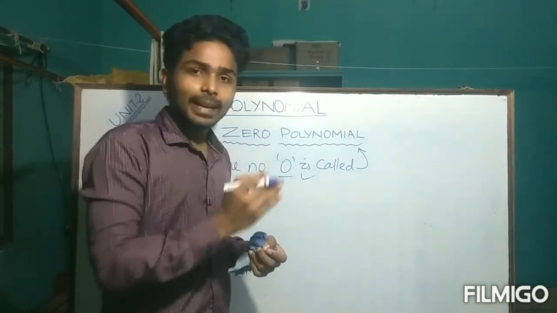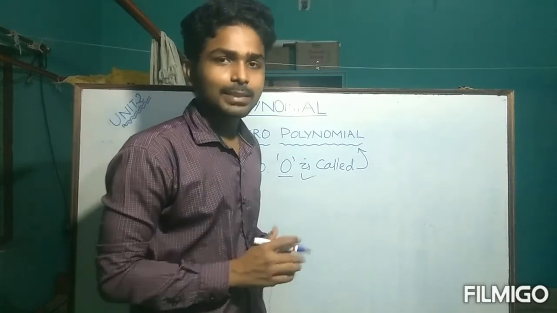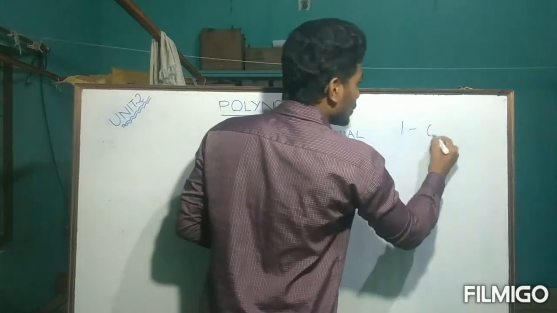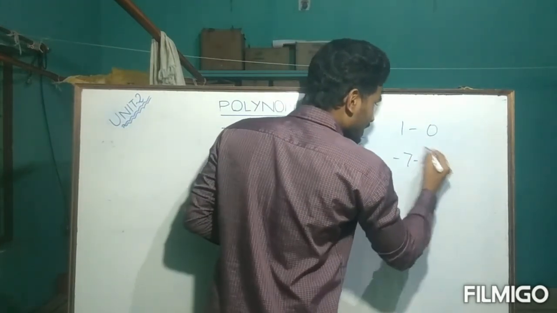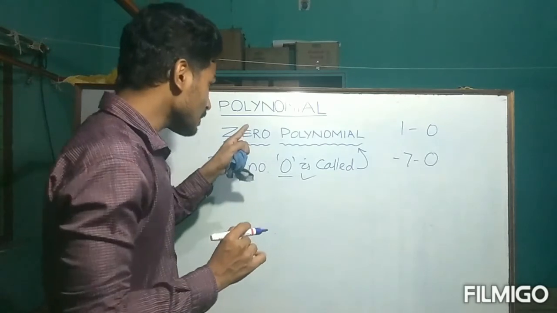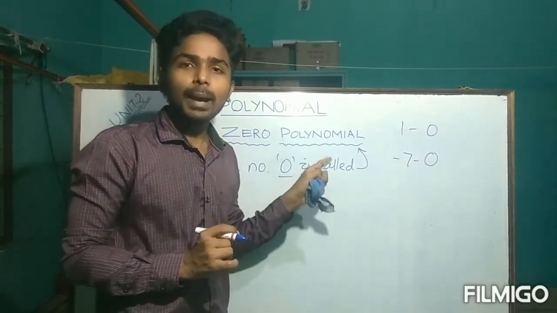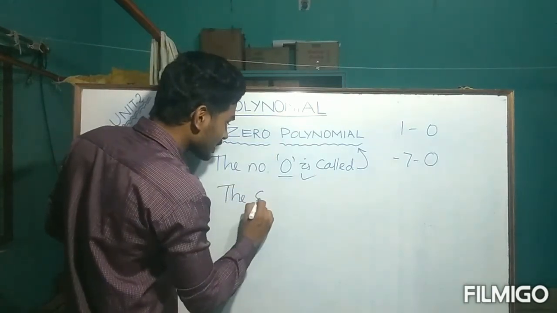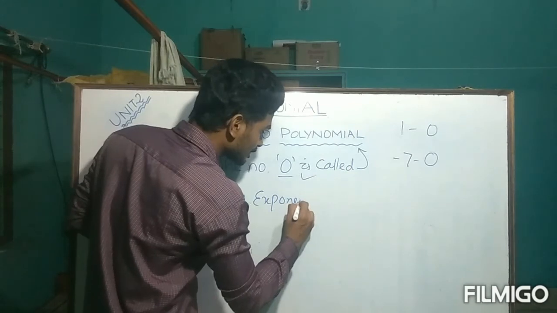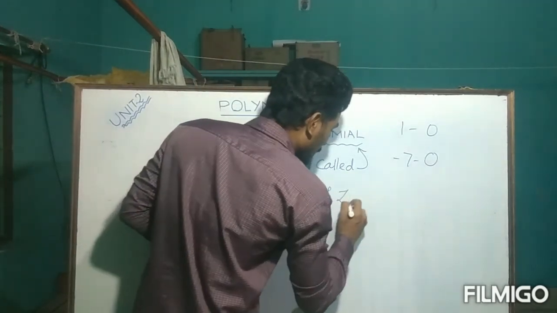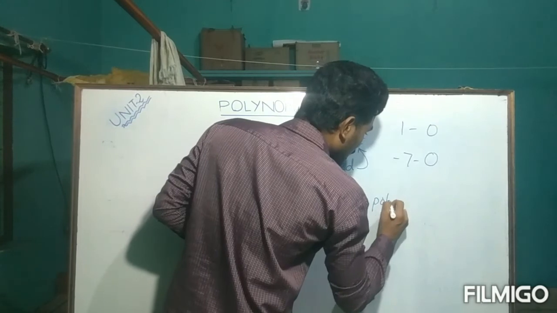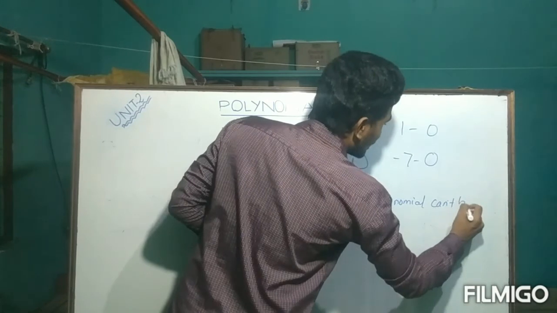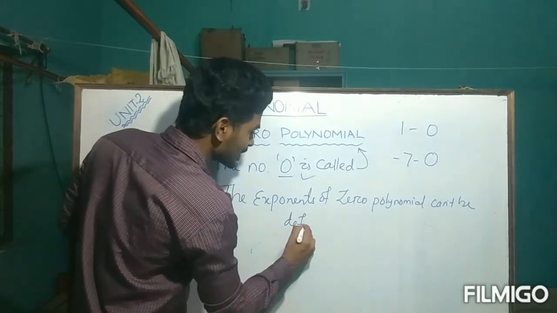As we know before, any non-zero constant polynomial has exponent 0. Like 1 has exponent 0, like minus 7 has exponent 0. But in case of the zero polynomial, we cannot determine the exponent. Understood? So the exponent of the zero polynomial cannot be determined. Always keep in mind.